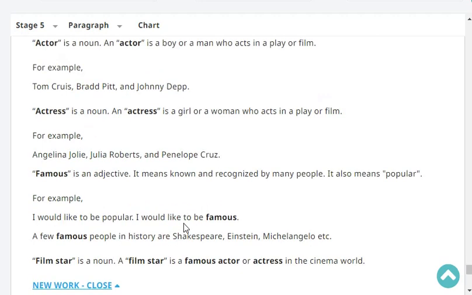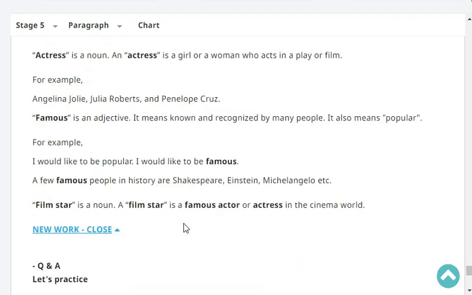Famous is an adjective. It means known and recognized by many people. It also means popular. For example, I would like to be popular or I would like to be famous. A few famous people in history are Shakespeare, Einstein, Michelangelo, etc.